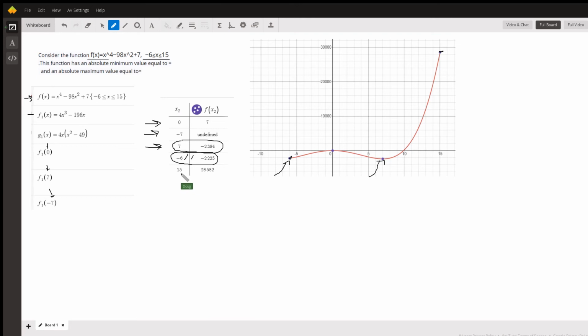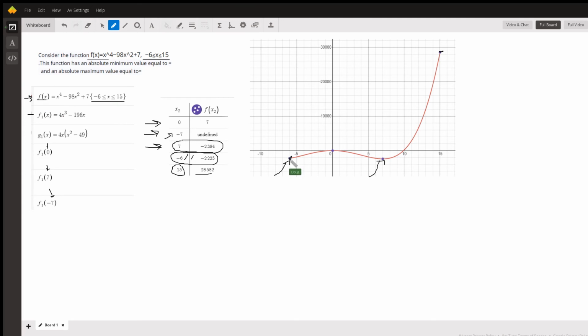The absolute maximum value does occur at the right-hand endpoint, 28,582. Notice that f of -7 is undefined because I've restricted the interval for which the function is displayed, from -6 to 15. So -7 is not in the domain of the restricted function.